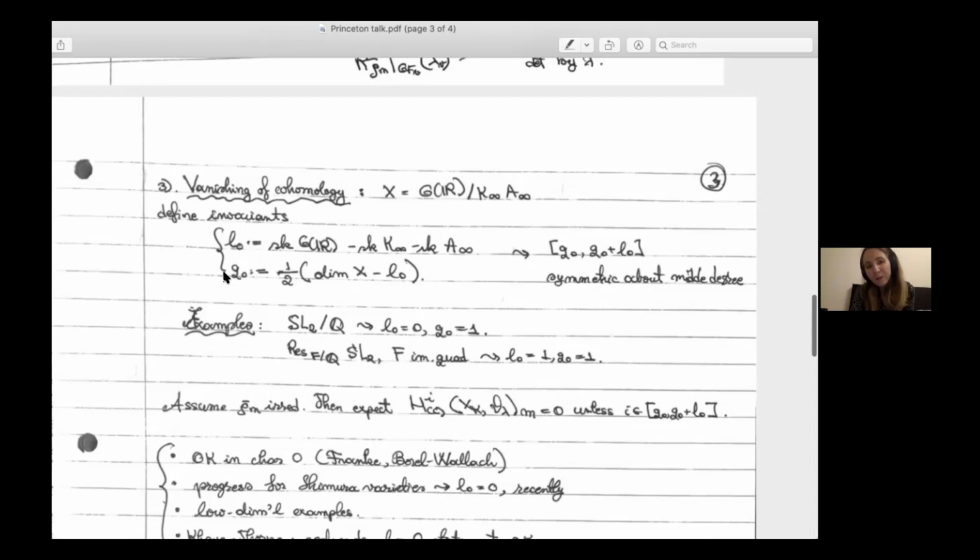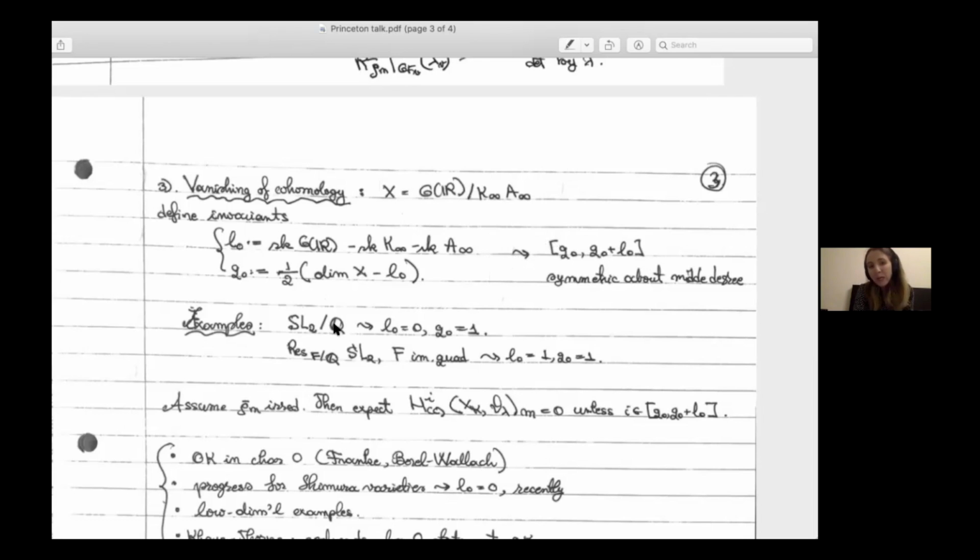And then you also have q_0, which is chosen roughly so that you have a range of degrees, q_0 to q_0 plus l_0, that is symmetric about the middle dimension of cohomology for this X. So q_0 is half the real dimension of X minus this l_0. The cohomology of X is concentrated in degrees 0 to the dimension of X. And then this is a range of degrees that's smaller than that, but that is symmetric about the middle.